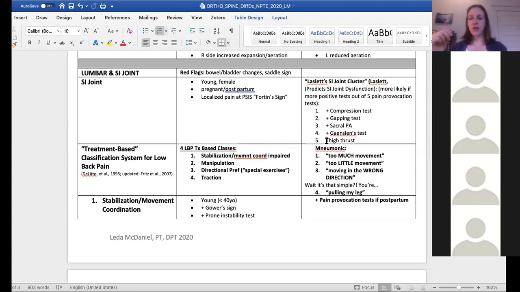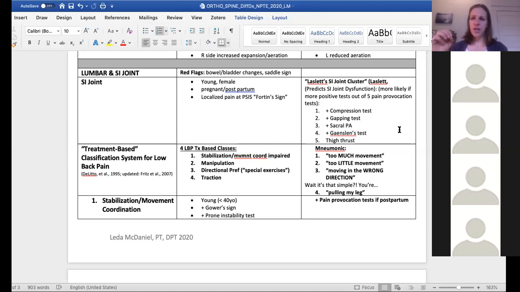Gaenslen's test, which is going to look very similar to a modified Thomas test for assessing hip flexor mobility or hip flexor length with overpressure. So again, you're trying to create a rotational force to provoke that SI joint pain. And then a thigh thrust, where you're creating more of an AP directed force at the thigh and at the femur, and using that to create or try to recreate patient symptoms.